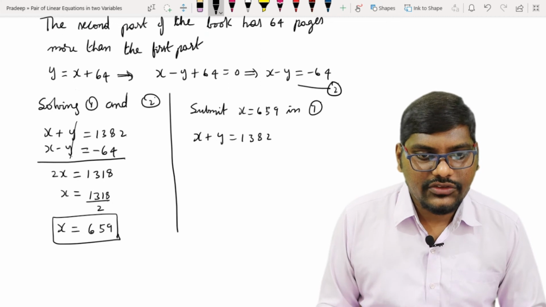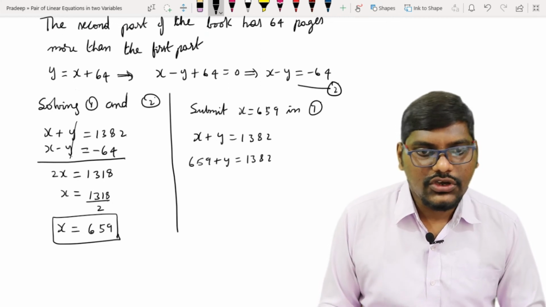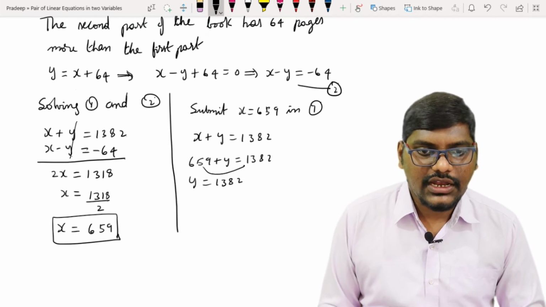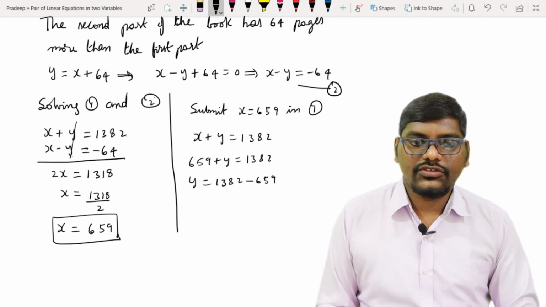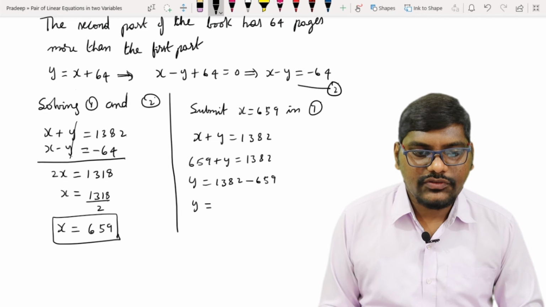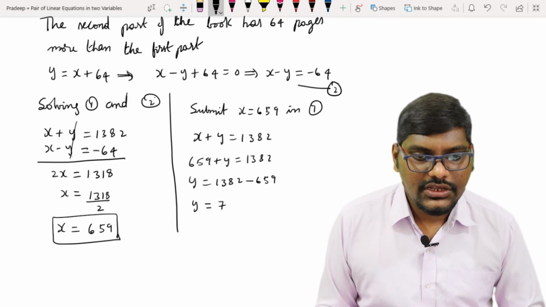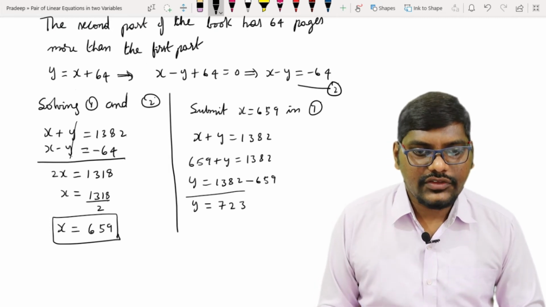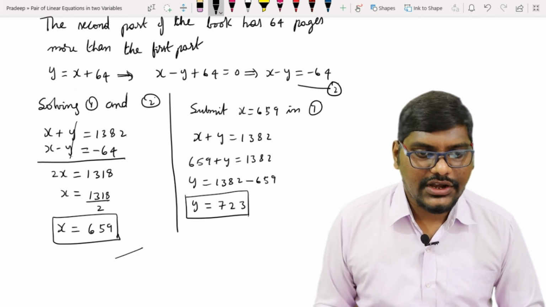So I can write this as 659 plus y equal to 1382. If I send 659 to the other side, it becomes minus 659. So 1382 minus 659, how much will we get? That will be 723. Okay, so this is the second part. Let's check whether they are right or not.